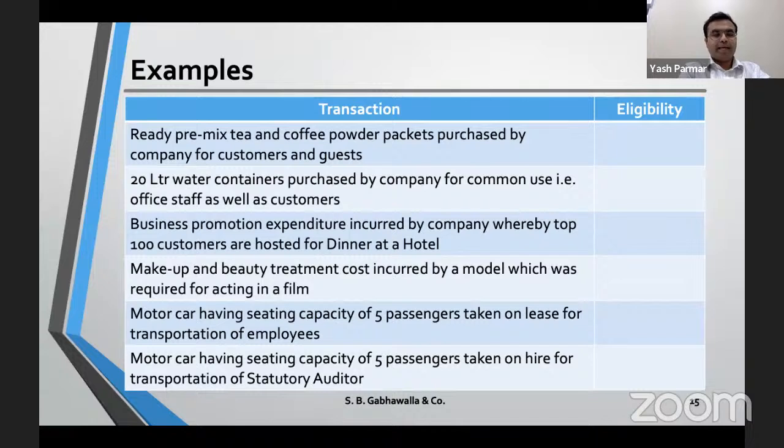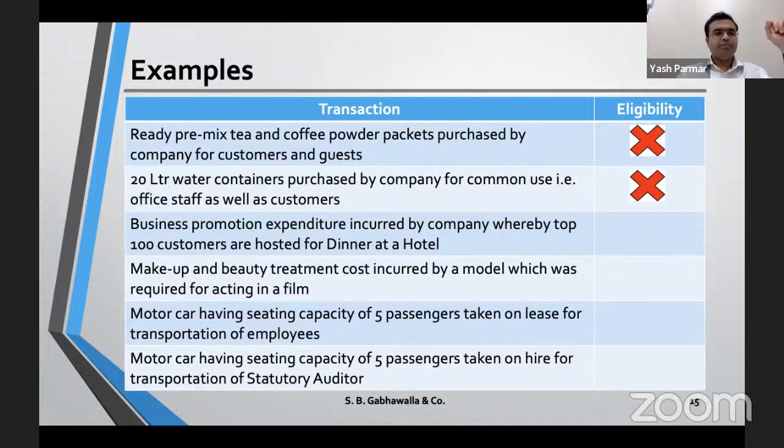The first example is a company purchasing ready premix tea and coffee powder packets, which they are using for their customers and guests, as well as their employees. Now, ready-made premix tea and coffee being in the nature of food and beverage, which is a block credit, ITC cannot be claimed. The next example is 20-liter bottle containers purchased by a company for common use. That is, the water is consumed by office staff as well as by their customers. We saw that food and beverages both are blocked. Water being a beverage, it's a block credit and therefore ITC cannot be claimed.